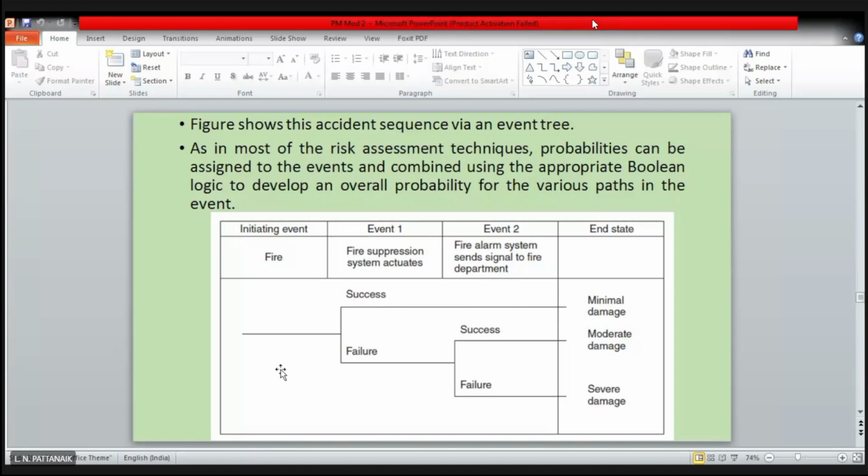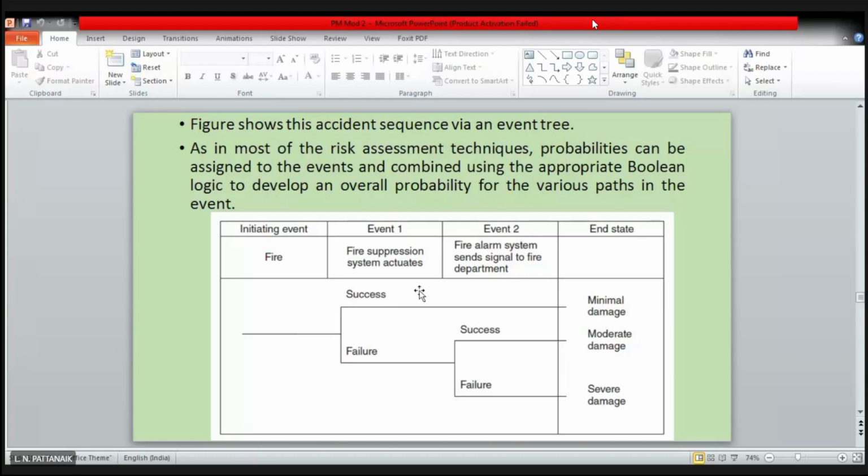Look at the figure. Take some time to understand it. We are starting from the left. There is an initiating event, and that is fire. Suppose you are planning for fire accidents or fire hazards in your plant or in your project. Suppose somehow there is a fire because of a short circuit or because of any other negligence. So the initiating event is fire.